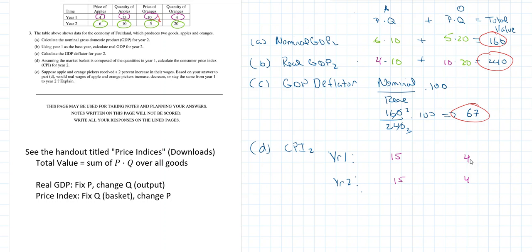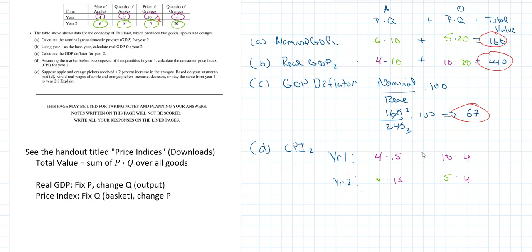So the basket stays the same. What we allow to change is the price. So in year one, we use the year one price, which is 4 for apples and 10 for oranges. And for year two, we use the year two prices, which are 6 and 5. So the prices have changed, quantity stays the same. That's what happens when you're computing a price index.